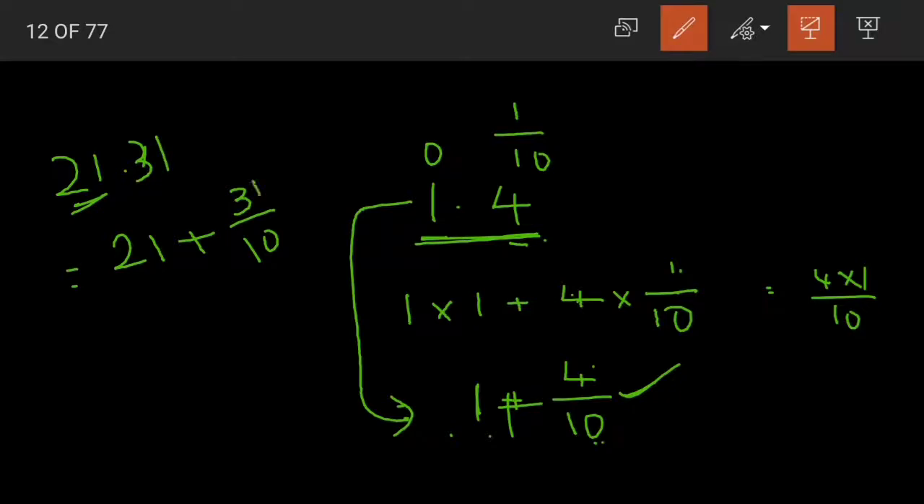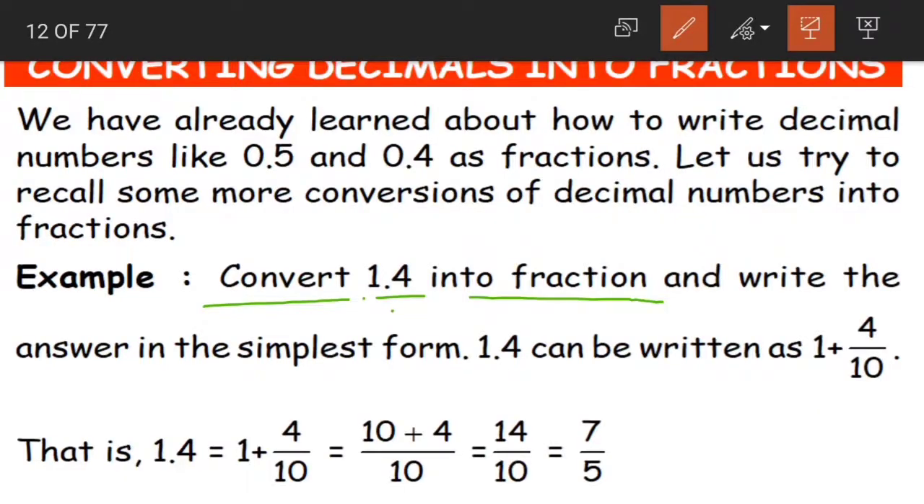If you have 31, then 31 divided by 100. We are having the 1/10 and 100th place. This is in the 100th place, so 31 divided by 100. Basically, the number divided by 1, and after 1, the number of decimal places. How many decimal places you have? That many zeros.